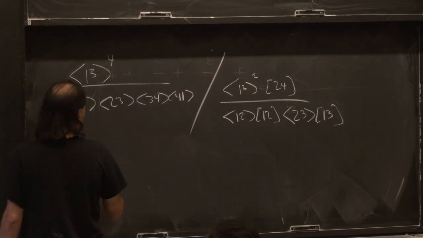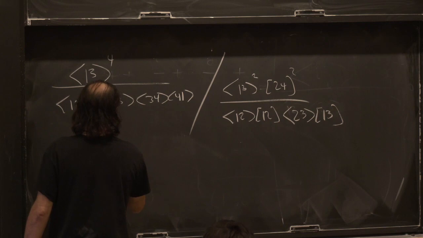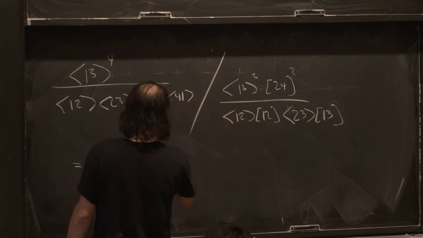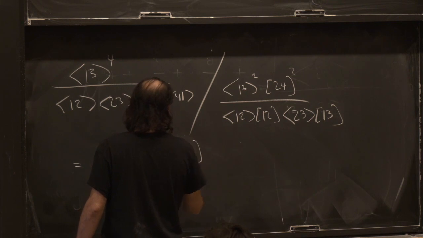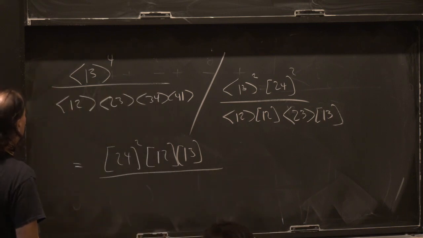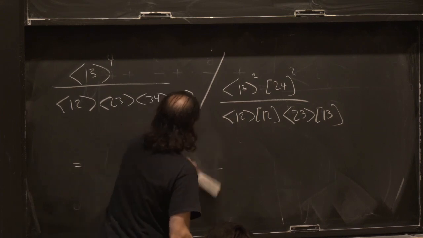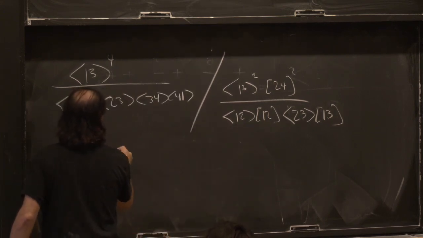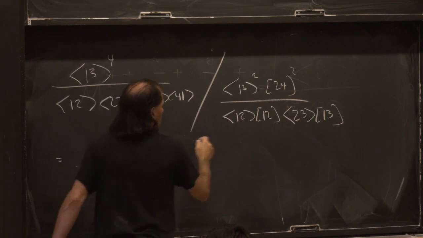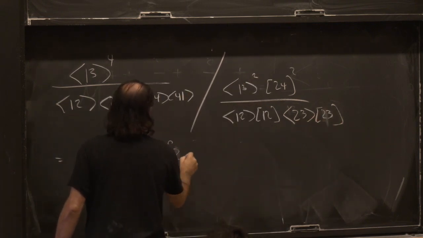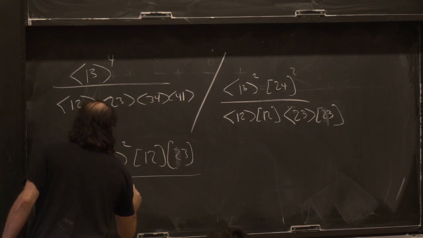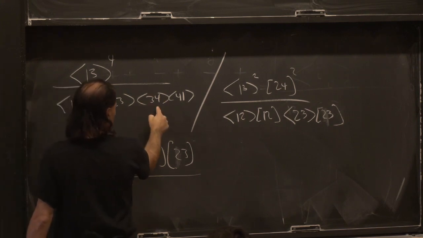So this is equal to, there's a [24] squared upstairs, and there's a ⟨12⟩⟨13⟩ upstairs. And downstairs, there is a ⟨13⟩ squared, square bracket 12, square bracket 23, sorry, thank you, over, and downstairs I have ⟨24⟩ squared, and then I have the angle brackets that we're missing here, which were ⟨34⟩ and ⟨41⟩.